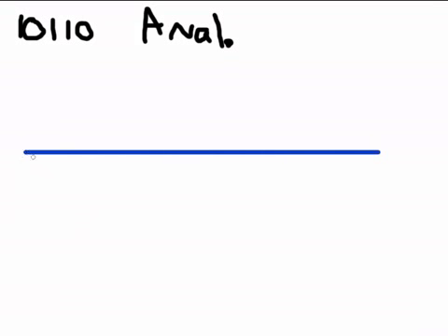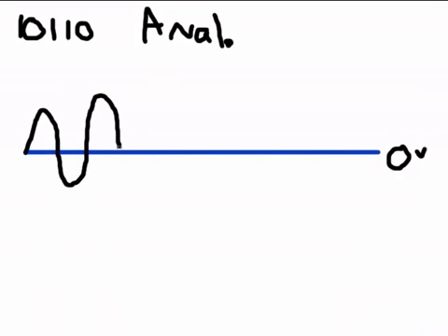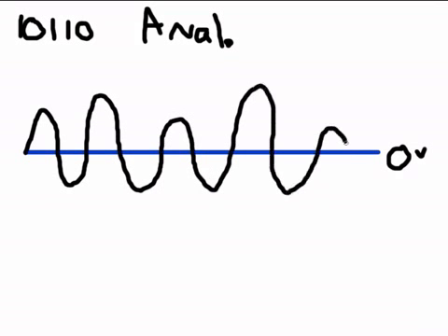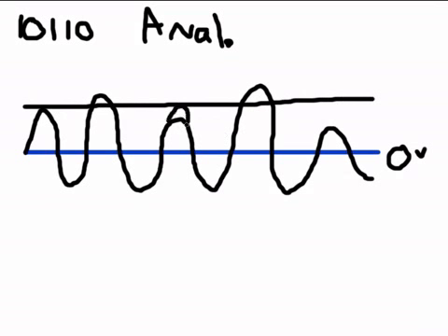So for example, this blue line we have right here equals 0 volts. Say you have a radio wave that's sending a certain amount of voltage. Your radio wave might look something like this. It might vary a little bit like this. One wave might be higher than the other, but their frequency is always the same.